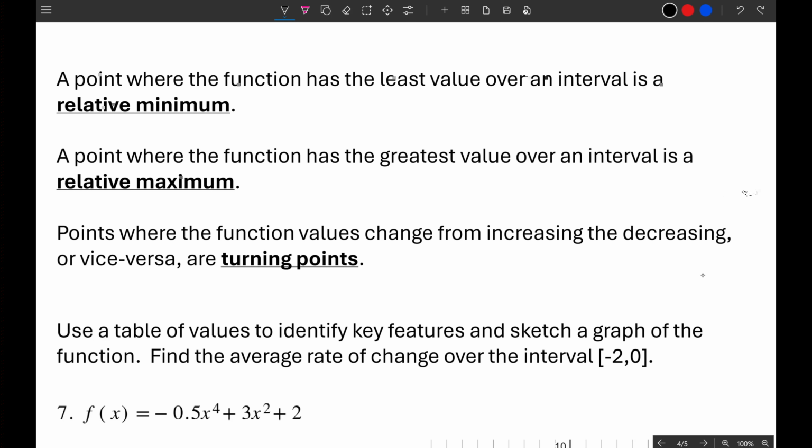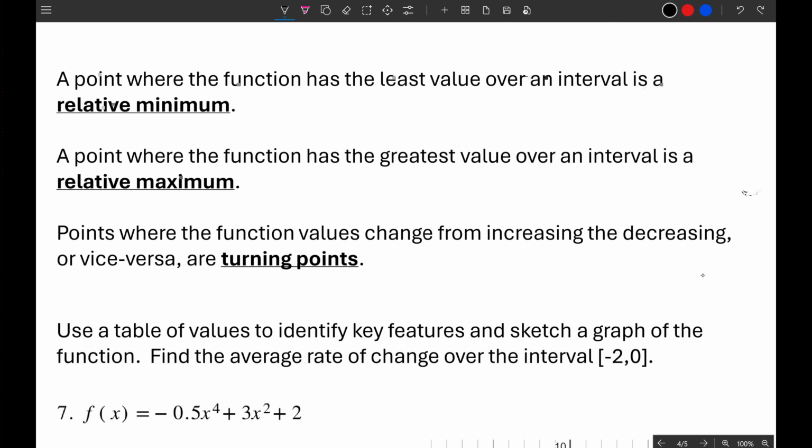So we're going to use a table of values to identify key features and sketch this graph. It's not going to be perfect. And then we're going to find the average rate of change over a specific interval. Now, I've made this table. These are just numbers that I chose, they're not anything special. I just chose these x values.